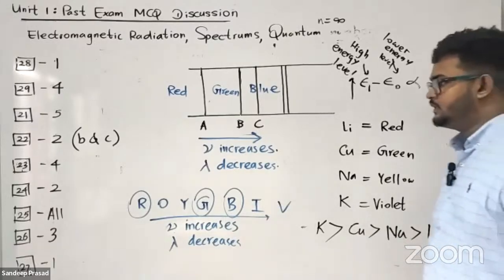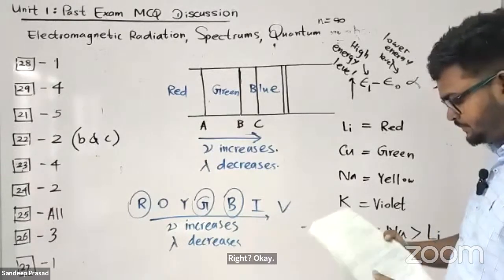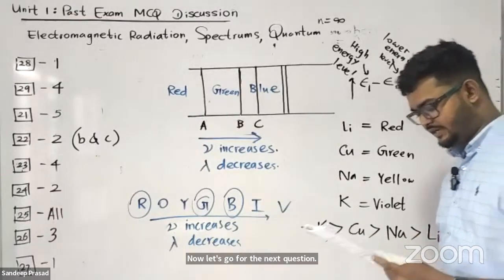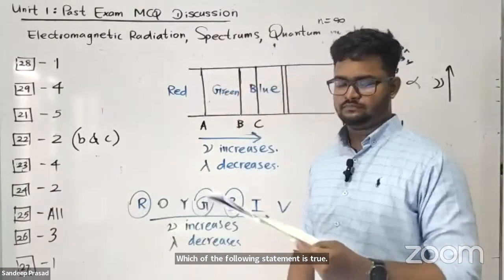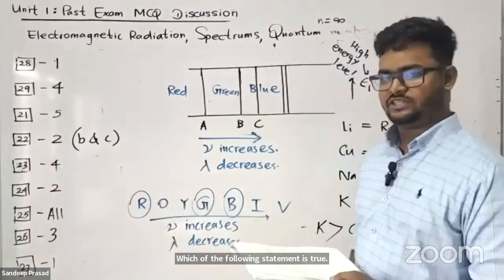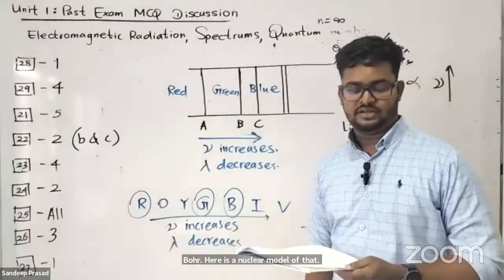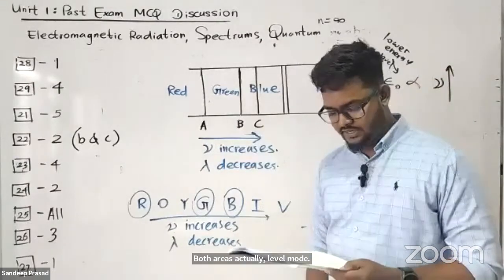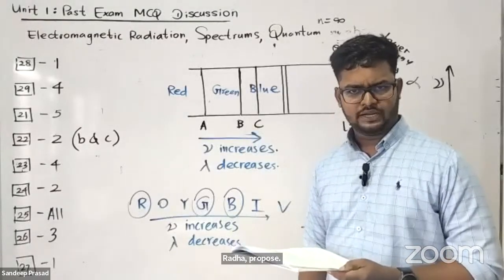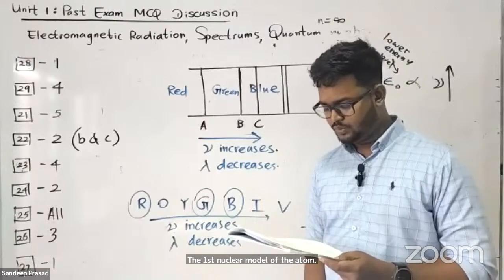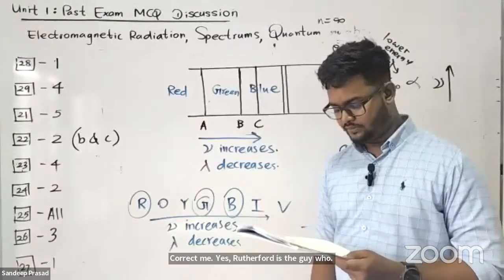Right, okay. Now let's go for the next question. Which of the following statements is not true? Bohr theory is a nuclear model of the atom. No. Bohr theory is actually an energy level model, right? Not the nuclear model. Rutherford proposed the first nuclear model of the atom. Correct? Yes, Rutherford is the guy who represented the first nuclear model.